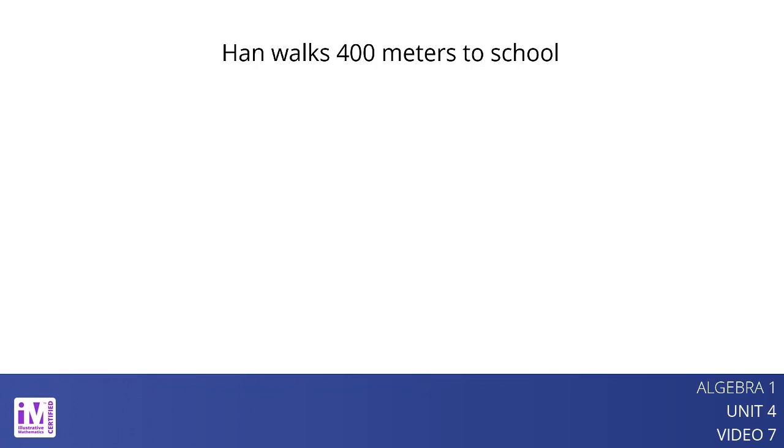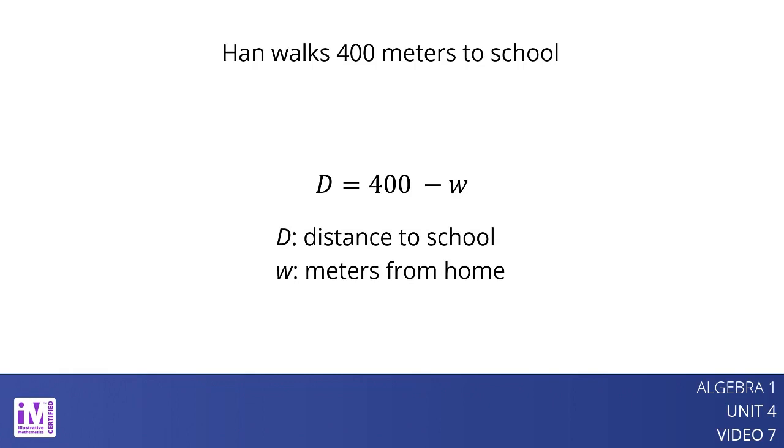Suppose Han lives 400 meters from school and walks to school. D equals 400 minus W gives Han's distance to school, D, in meters, after he has walked W meters from home. With this equation, if we know how far Han has walked from home, W, we can easily find his remaining distance to school, D. Here, W is the input, and D is the output.